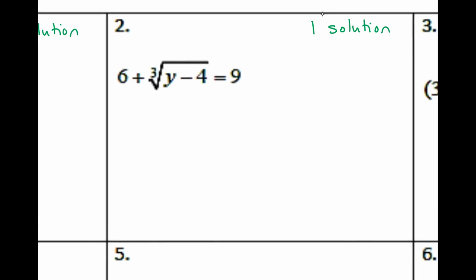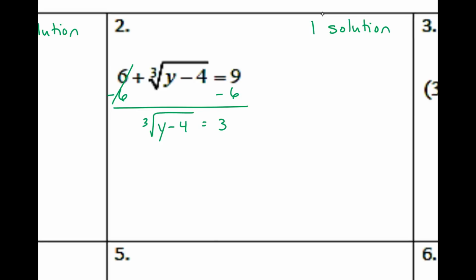What do I do first? What operation is happening between the 6 and the cube root? They're being added, are they being multiplied? Only when they're being multiplied do you divide, because dividing is opposite operation of multiplying. But they're being added together. So what's opposite of that plus 6? Subtract 6. What's 9 minus 6? 3.